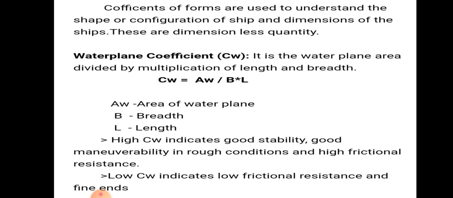Okay. Waterplane coefficient is the waterplane area divided by the multiplication of breadth and length. That means CW is equal to AW by breadth into length. A high waterplane coefficient indicates good stability, good maneuverability in rough conditions, high friction resistance, etc. A low waterplane coefficient indicates low friction resistance and fine ends.